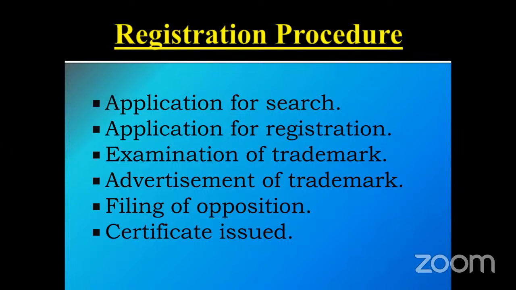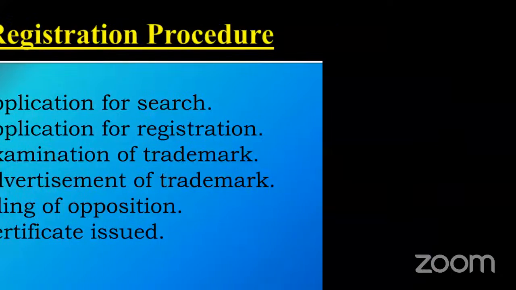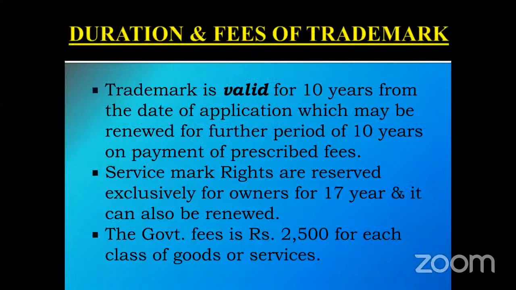You have to give the compensation. Before registration, you should be very careful that nobody is using that one. Patent is valid for 20 years, while a trademark is valid for 10 years from the date of application, which may be renewed for a further period of 10 years on payment of the prescribed fees.